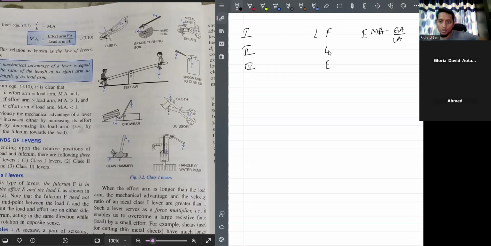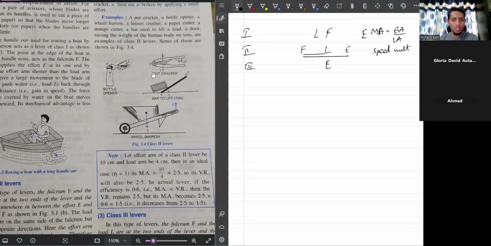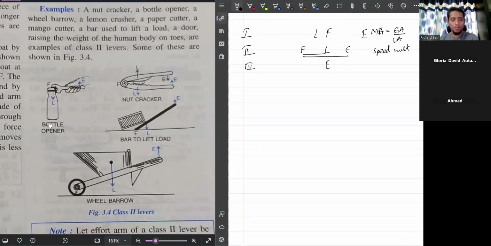Okay, class 2 lever, load is in the center, fulcrum and effort on both sides. So your load arm is always shorter than the effort arm. Effort arm will always be big. So since effort arm is always big, mechanical advantage will be greater than 1. It's always a speed multiplier. Example of this is like this: nutcracker, bottle opener. So they're all speed multipliers.